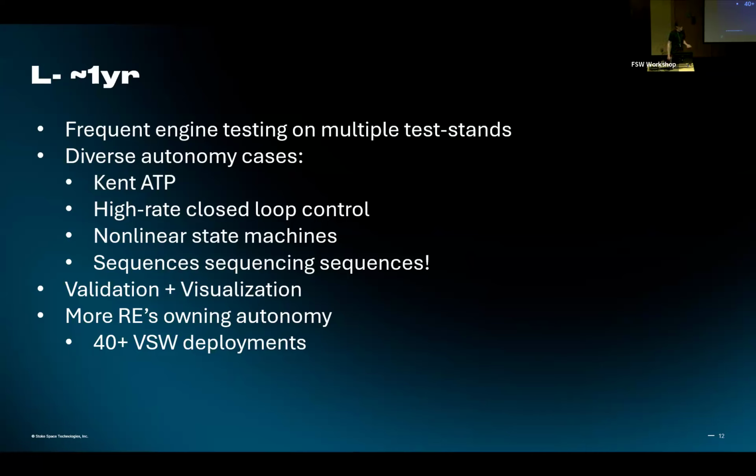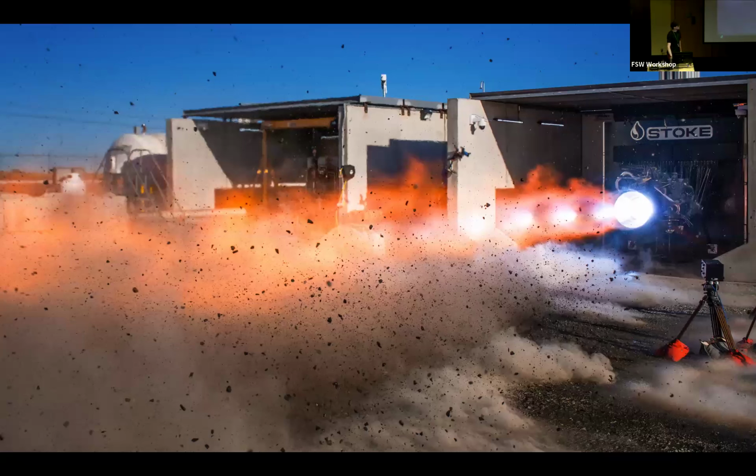What else is new? Validation and visualization. As we expand the cadence and the kinds of autonomy we're doing, proving that it will work and not crash the software is now just a baseline need. Visualization is key as well. We have more people working on this autonomy, and even folks who didn't write it need to understand what's happening while it happens. So console visualization becomes a big player here. And yeah, more REs writing more autonomy. We have, I think now, almost 50 deployments doing completely different things every day. It's very exciting. We get more cool pictures like this.